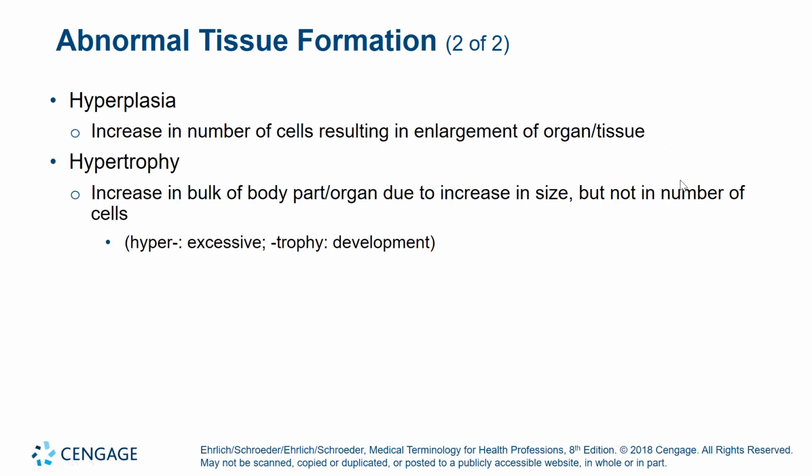Hyperplasia, an increase in the number of cells resulting in enlargement of an organ or tissue. Hypertrophy, hyper is excessive, trophy is development. So it's an increase in bulk of a body part or organ due to an increase in size, but not in the number of cells. So excessive development, increased plasia.